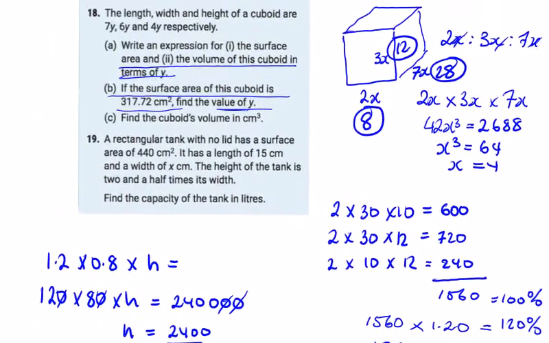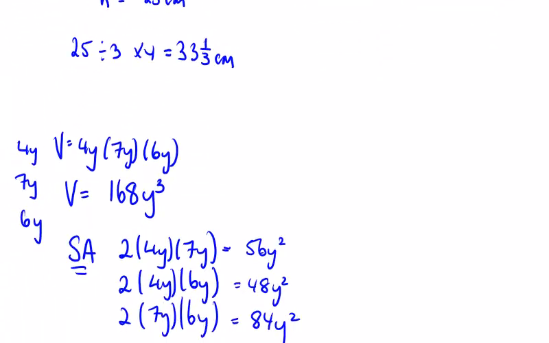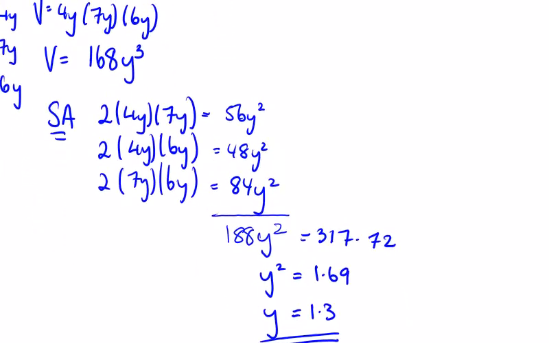And are we given a question about volume? Find the cuboid's volume in cm cubed. So it's equal to 168 by 1.3 to be cubed, which is 369.096, so 0.1 we'll say. It's pretty close to 0.1 centimeters cubed.